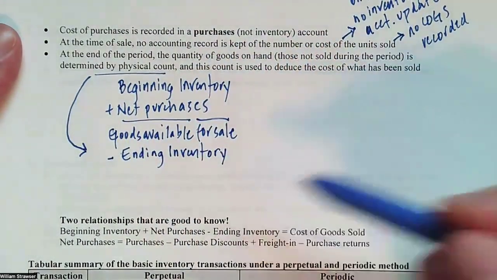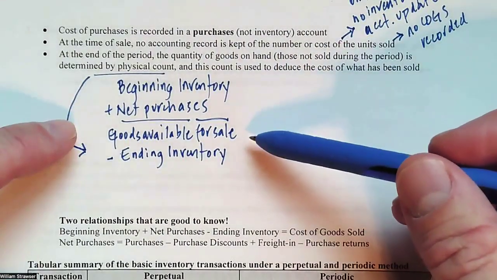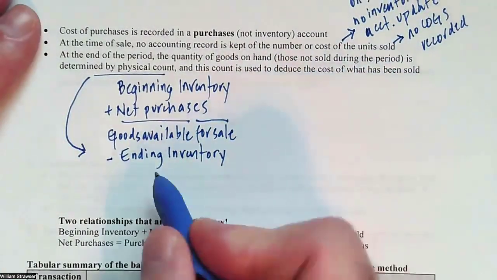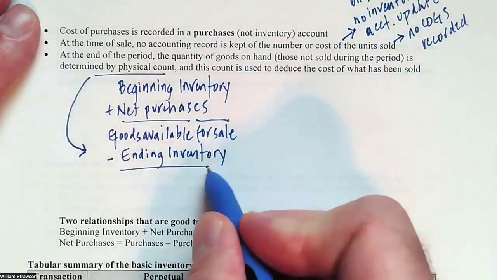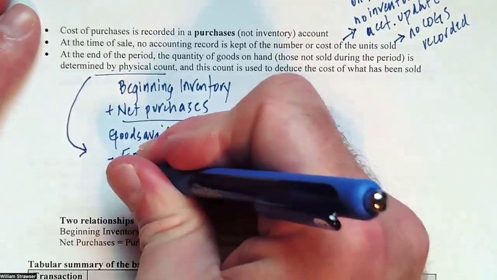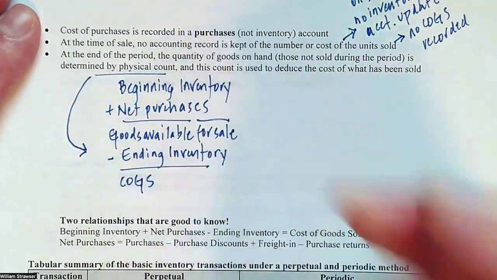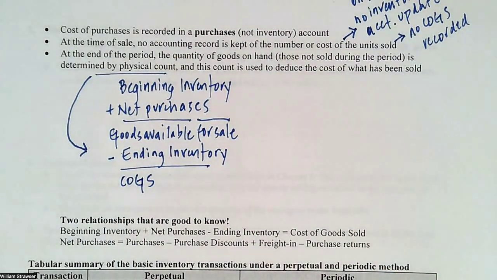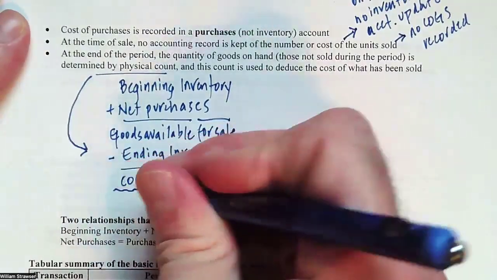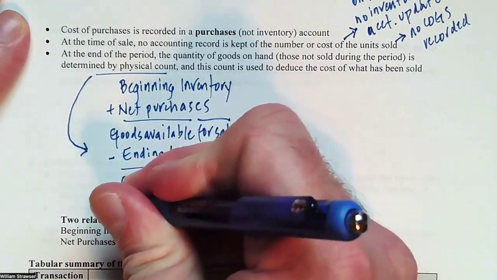And the difference between these two things, right? What I had available, less what I ended up with. Well, then businesses said basically, hey, that's our cost of goods sold because the difference between those two values should be what was sold during the period. Of course, this is problematic. This is going to be a biased cost of goods sold.